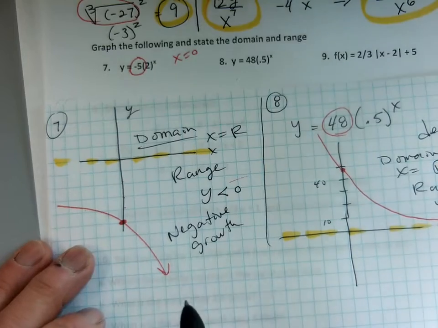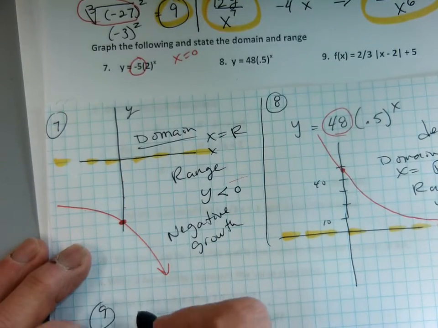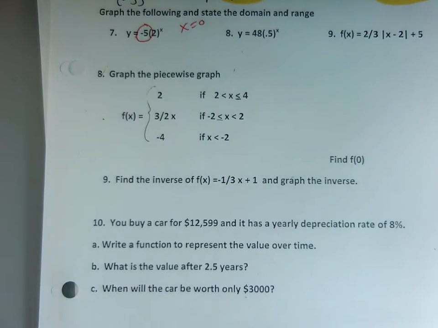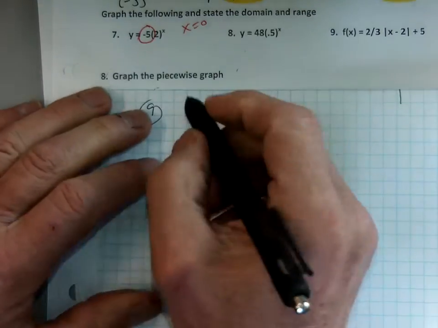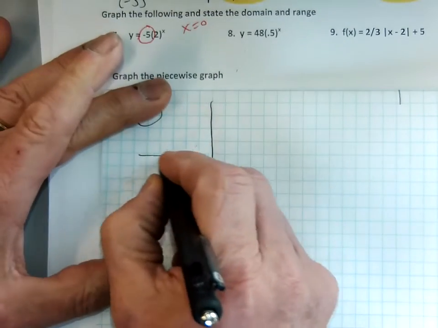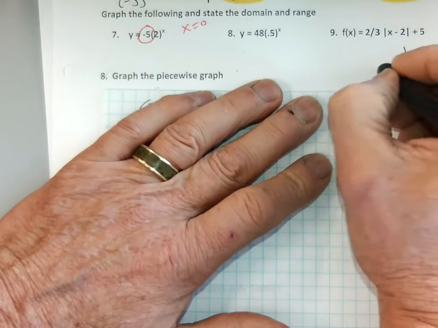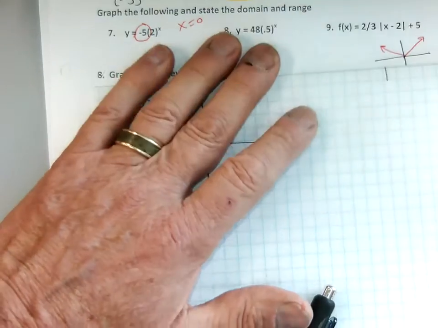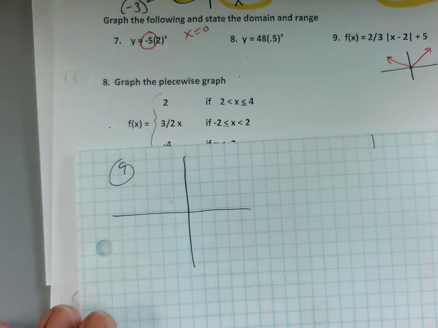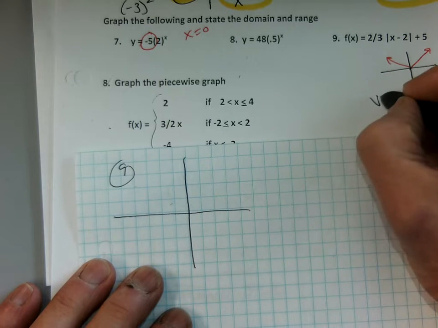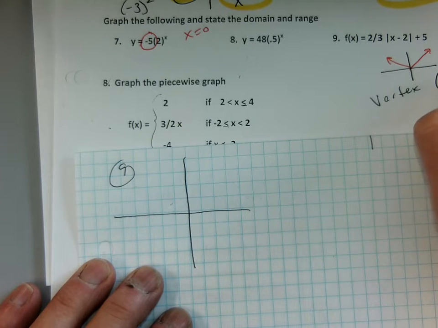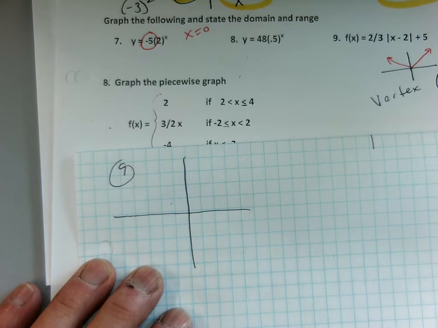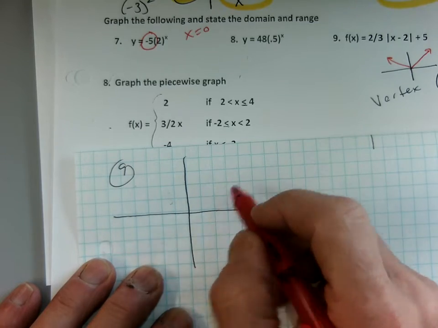All right, number 9. Oh, that's a different graph. Number 9 is an absolute value graph. Let's see if we remember how to do that. So, we know it's the V, correct? The absolute value graph is the V. We have a vertex. My vertex is at positive 2, 5, right? It's the opposite of the inside. So I'm going to go to positive 2, 5.